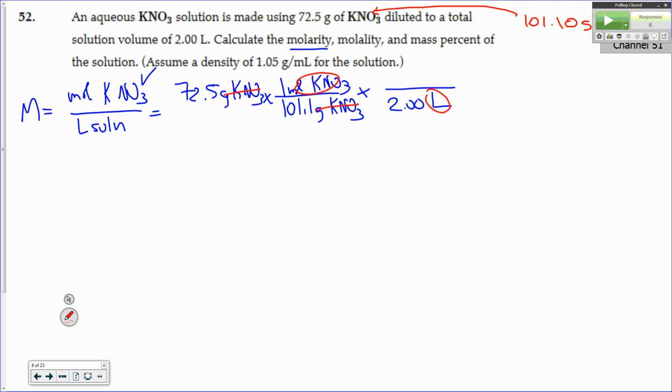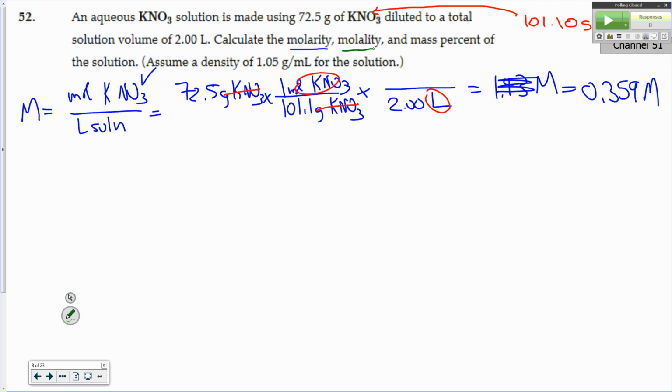Did I get that? Okay, maybe I put numbers in wrong. And I did, yep. I multiplied instead of dividing. There we go, 0.359. Right, the next thing it asks for is the molality.